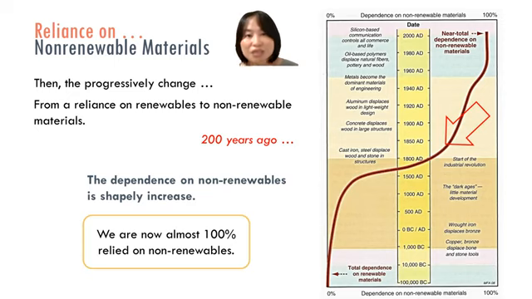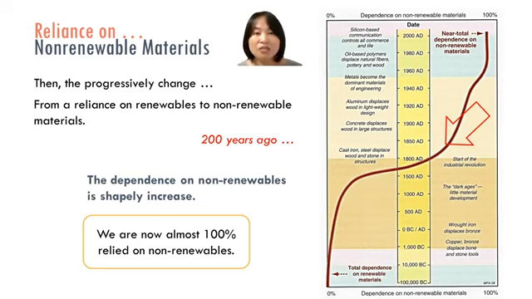And let's see the graph from 1960 AD. I think we are already 100% dependent on non-renewable materials or non-renewable resources that we have. Then we extract these non-renewable resources, and then we use them to make materials, and then assemble this material into products, and then we use it and then dispose of it as waste.